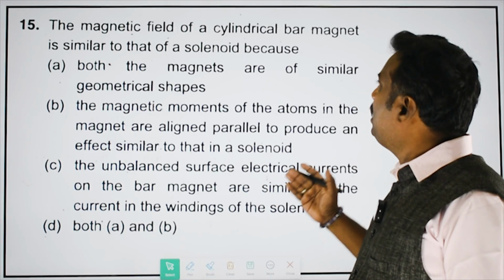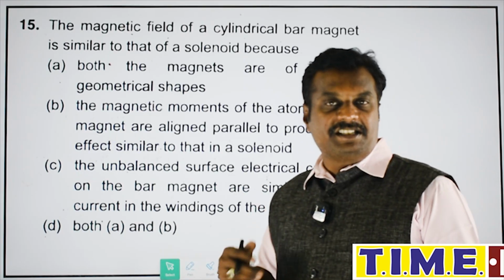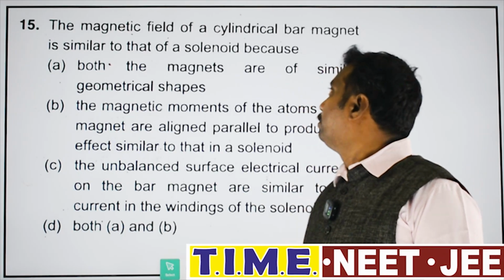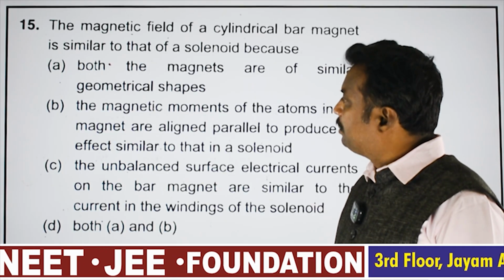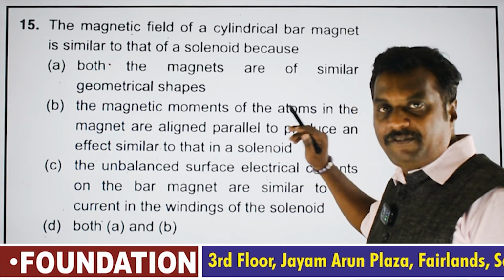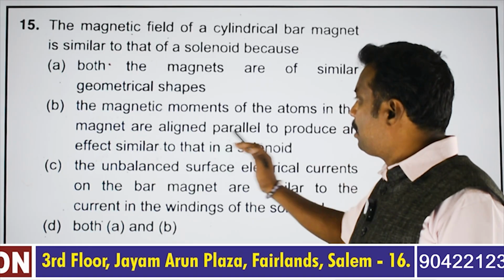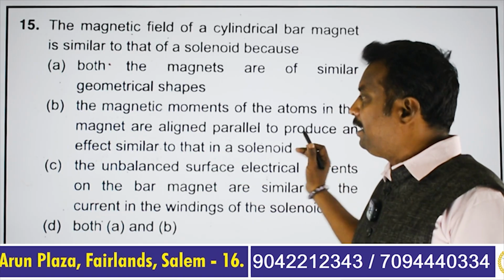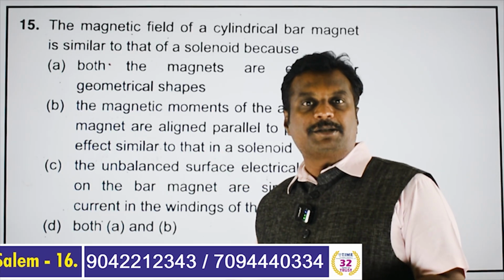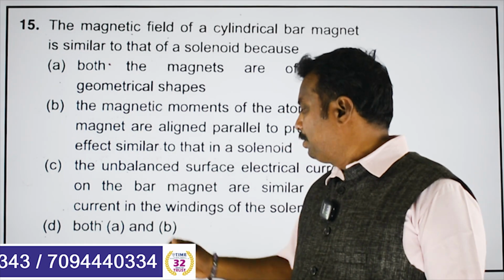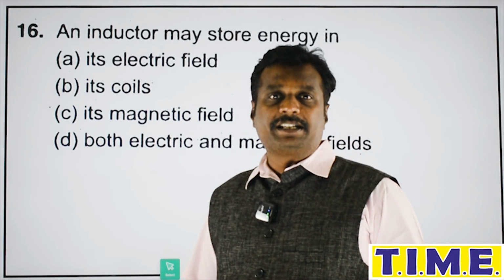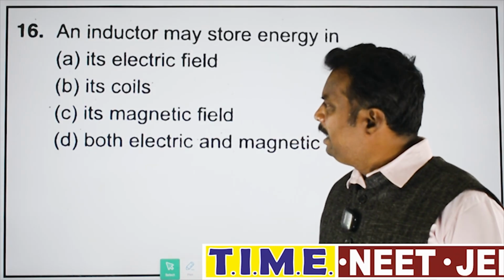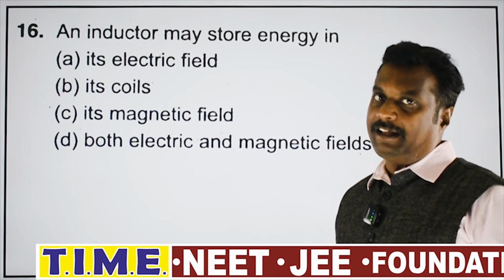The magnetic field of a cylindrical bar magnet is similar to that of a solenoid. They ask: because of what? Of course it is similar. The answer is that the magnetic moments of atoms in a bar magnet are aligned parallel and they produce a similar effect as that produced in a solenoid. So the right choice for this question will be option B. An inductor may store its energy. How does it store? It will always store it in its magnetic field.